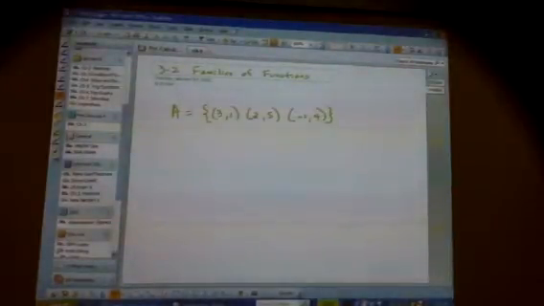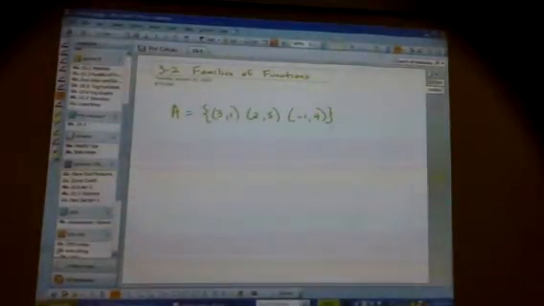And as long as that's what you have, a group of ordered pairs with that requirement being fulfilled, then you have a function. So we're going to be talking about lots of different functions in this section, actually in this whole chapter. Now, let me show you what's not a function.